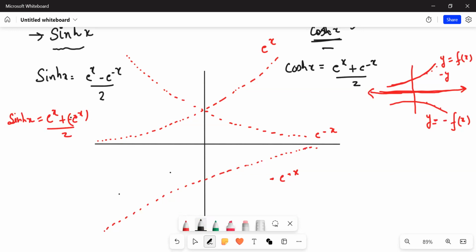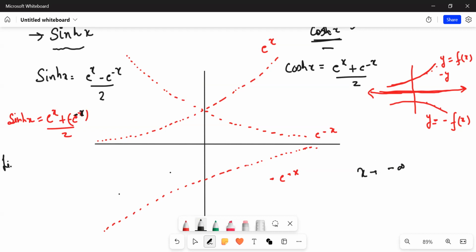Also, as x tends to minus infinity, what would dominate? Obviously, e power minus x would dominate. Is everybody following or not following? For all x less than 0, if I'm trying to make this particular graph, what will dominate? Obviously, e power minus x would dominate. So at very large minus infinity, only this will dominate.